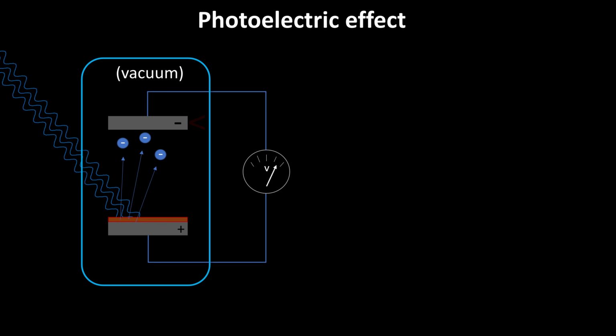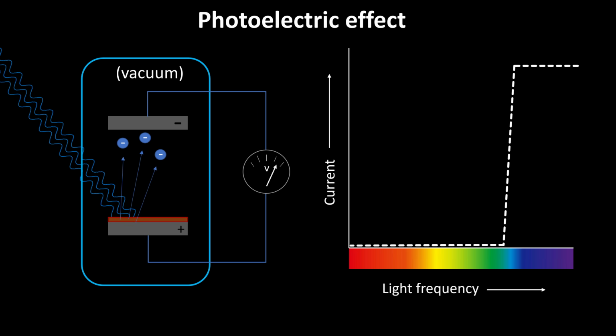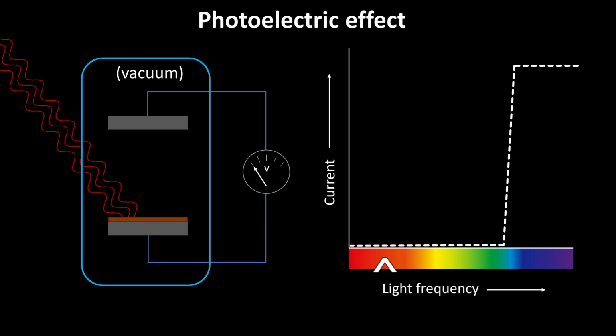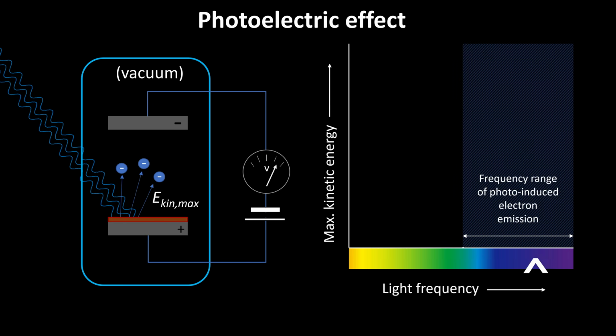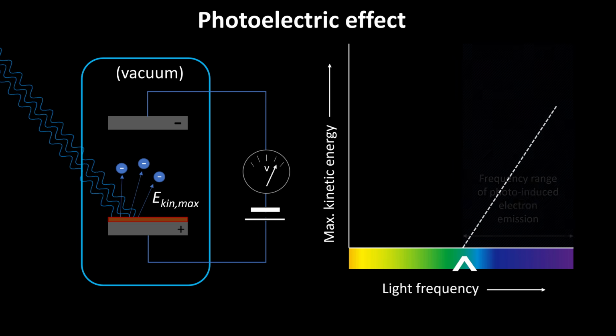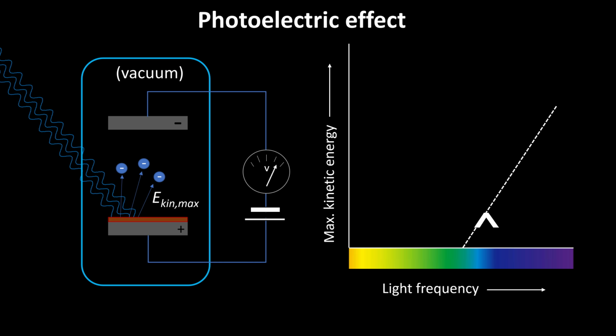However, this effect is only observed if the frequency of radiation is within the sensitivity range of the material. If the frequency is lower than a specific threshold value, no electrons are emitted at all, not even at very high intensity. So this indicates that the photoelectric effect is not about the total amount of energy supplied, but about the frequency of the radiation. Now, within the frequency range where photo-induced emission of electrons occurs, we can observe that the maximum kinetic energy of the electrons ejected increases when we increase the frequency of the radiation.